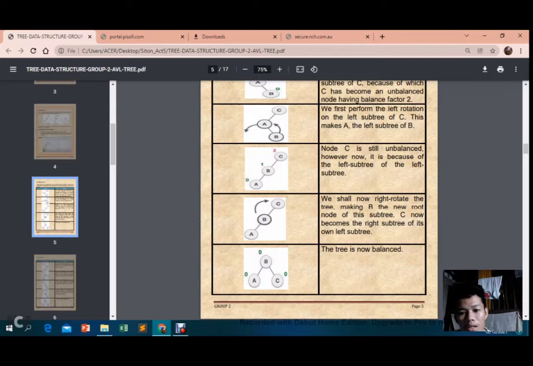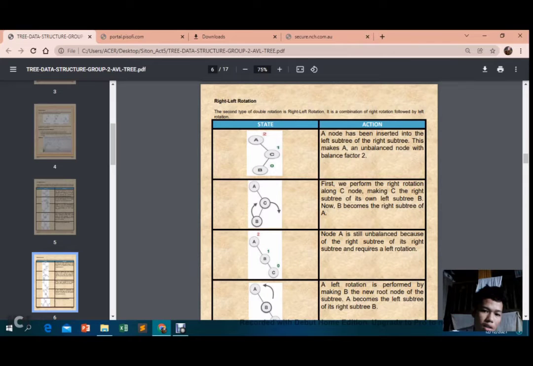Now let's go to the right left rotation. The second type of double rotation is a right left rotation. Did you know that it is a combination of a right rotation followed by a left rotation? And now in the right left rotation, this image shows that a node has been inserted into the left subtree of the right subtree. This makes A an unbalanced node with a balance factor of 2.